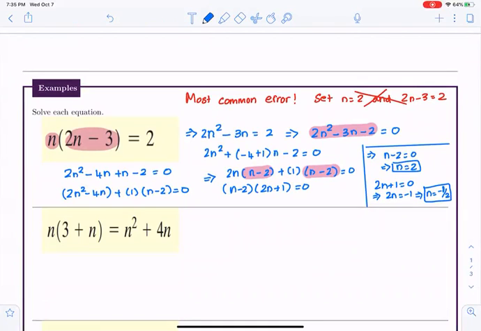So the next one, clearly the right-hand side is not 0. So what we have to do is make sure that the right-hand side is 0. How do we do that? Distribute, simplify. So distribute the n, we have 3n plus n squared equals n squared plus 4n.